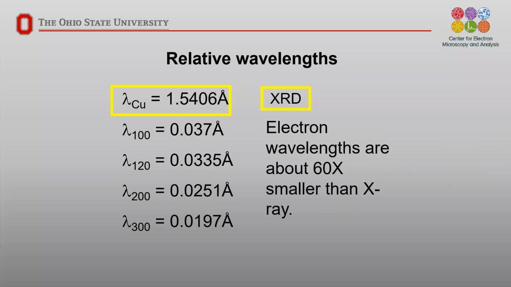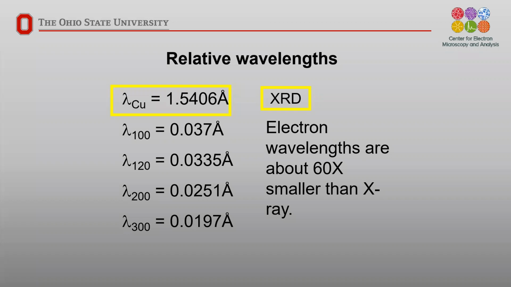So as you can see, our electron wavelengths are about 50 to 60 times smaller than the X-ray wavelengths. Well, what that means, if you think about the Bragg equation, is that our angles are going to be 50 or 60 times smaller than what you would see in X-ray diffraction. So in X-ray diffraction, you may see scattering angles 50, 60 degrees. In electron diffraction, you may be down to a quarter of a degree, 1 degree, 2, or somewhere thereabouts.